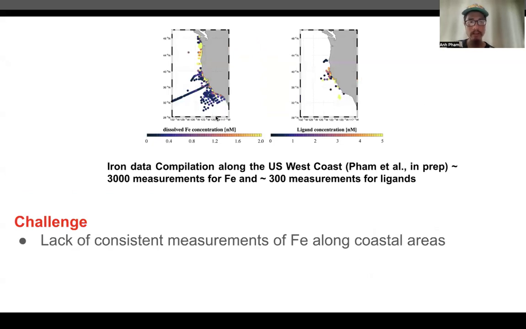What we have here is the data compilation for iron and ligands along the US West Coast from around the 1980s until recently. And we only have around 300 measurements for ligands and around 3,000 measurements for iron. We would like to fill the maps of ligand and iron data for the full US West Coast that we see here. And more importantly, the measurements have to be taken consistently to resolve the variability in season and in space.